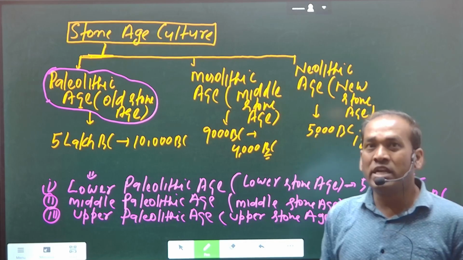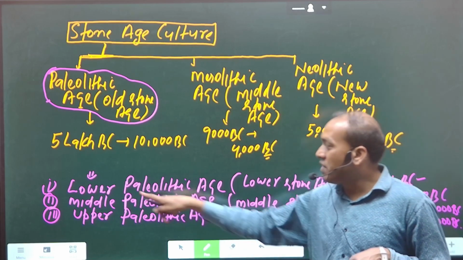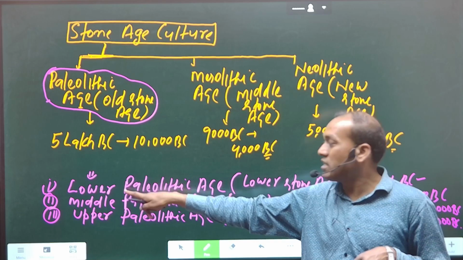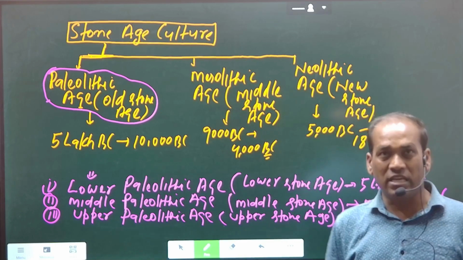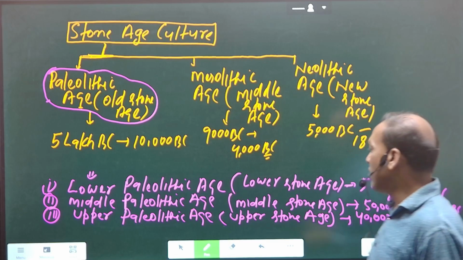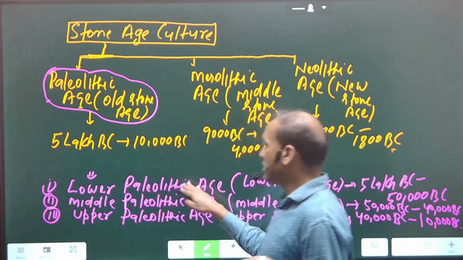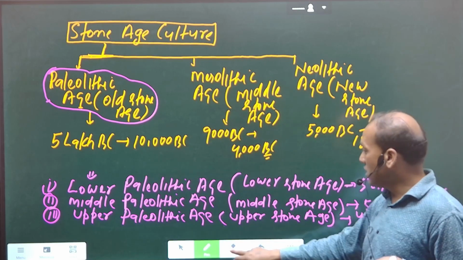Okay, so let us understand the first topic in Stone Age culture. And the first topic is lower Paleolithic age. Okay, lower Paleolithic age. So now understand lower Paleolithic age.